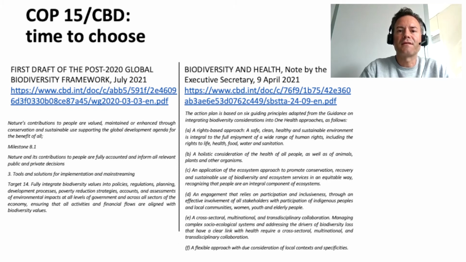And I think that very clearly there is an opposition between what was presented as a first draft of the post-2020 global biodiversity framework, in which my understanding is that pricing nature and giving, once again, value to nature in the sense of economic value is presented as a central task. Whereas if you look at the biodiversity and health global action plan, you will see that it is really very much a rights-based approach, a holistic consideration of the health of all people. And I think this is actually the right direction in which to go. And so it's time to choose, and to choose an approach which is really a 21st century approach to biodiversity. Thank you very much for your attention.